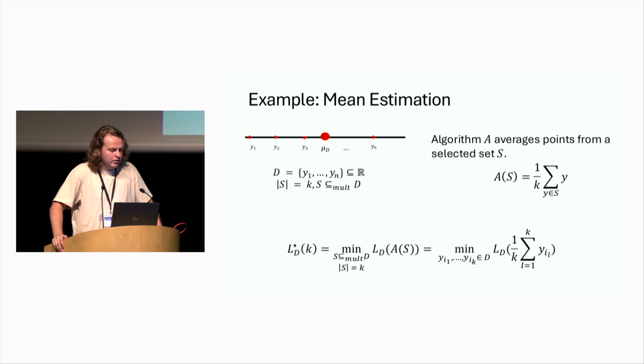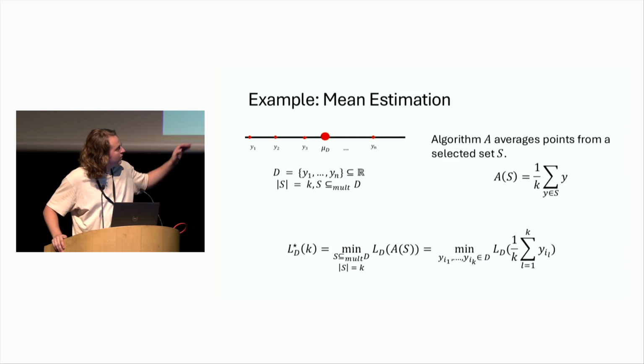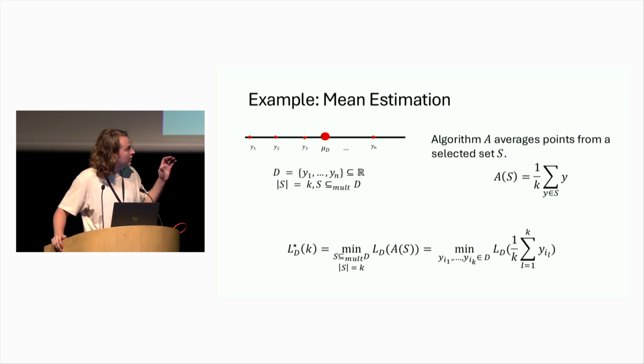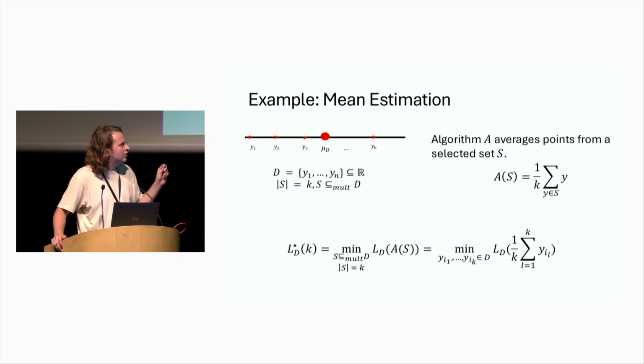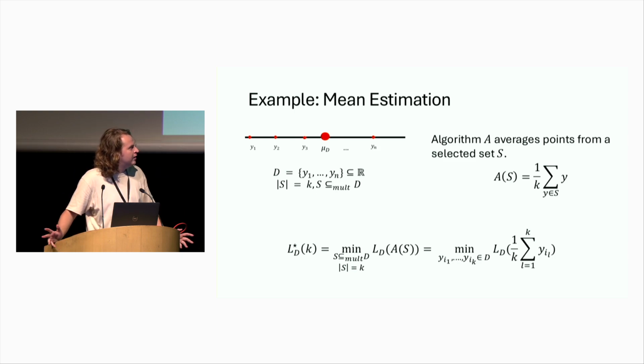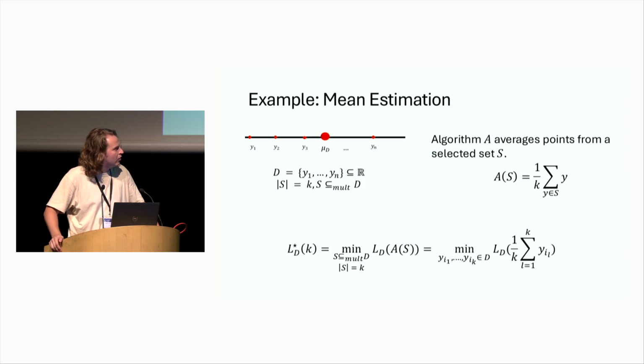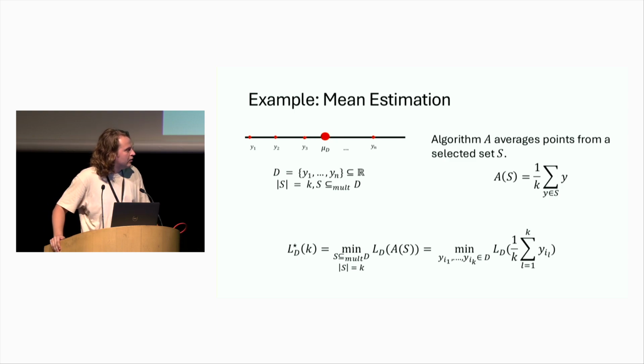And the value we're interested in is this long formula at the end of the slide, which is the minimum over all possible such subdata sets, such multisets drawn from D of size k, of the loss of the algorithm computed on this data set. And since our algorithm will just provide us with the mean of the points that we selected in our S, what we are actually trying to minimize is just the loss on the entire data set D of the mean of the points that we selected.